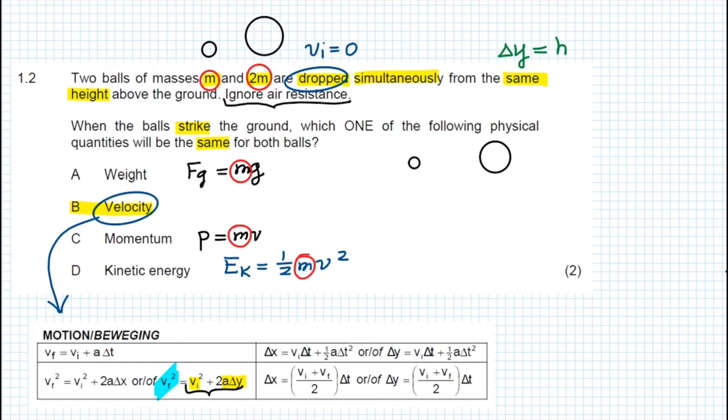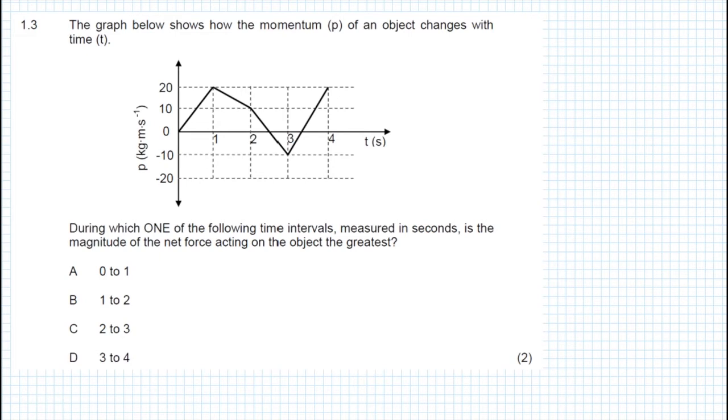That is the gravitational acceleration of 9.8 meters per second squared. We now move on to the last problem in this video, which is question number 1.3. It says the graph below shows how the momentum of an object changes with time. So we can see we have a beautiful graph, and on that graph, on the y-axis, we have momentum, and on the x-axis, we have time.